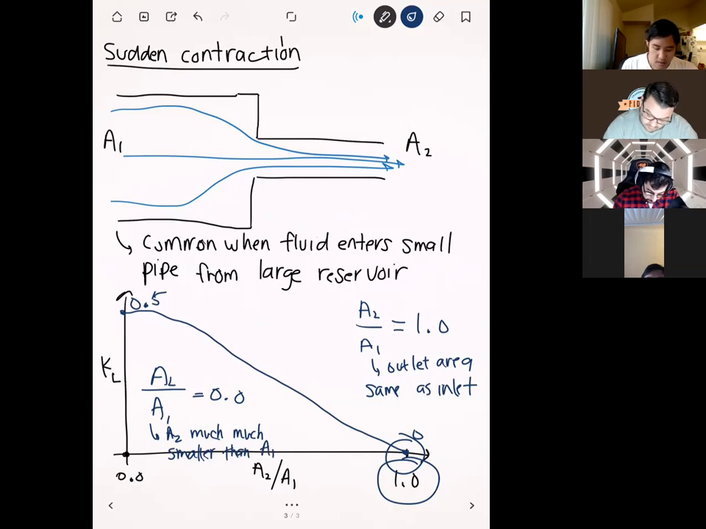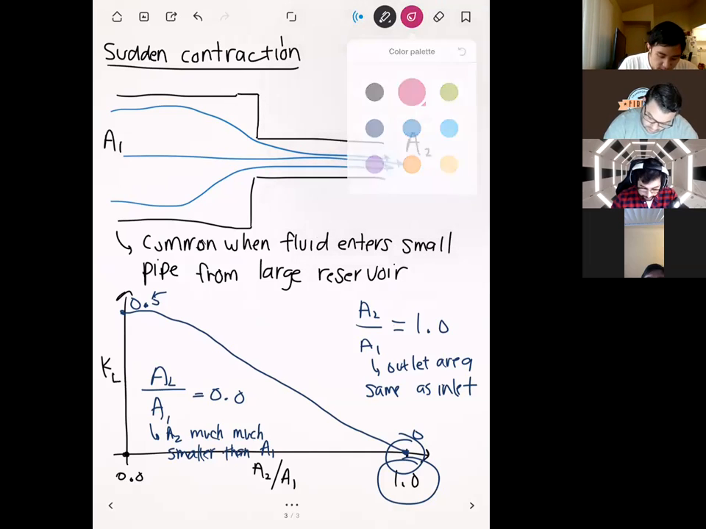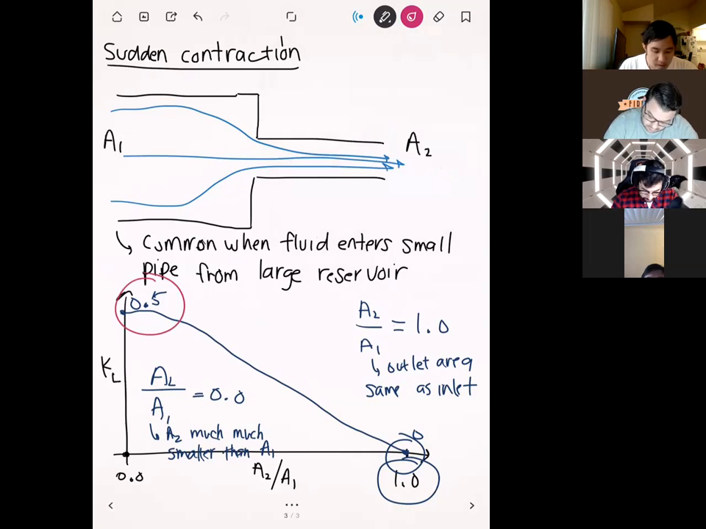Okay. And so in those situations, when you have a very, very small pipe with a very, very large inlet, then the loss coefficient that you get from this is just 0.5. Okay. And actually, this is the case that we'll use most often. So whenever you see a contraction in a pipe flow problem, most of the time you can assume that the ratio is so small that you can assume a loss coefficient of 0.5.